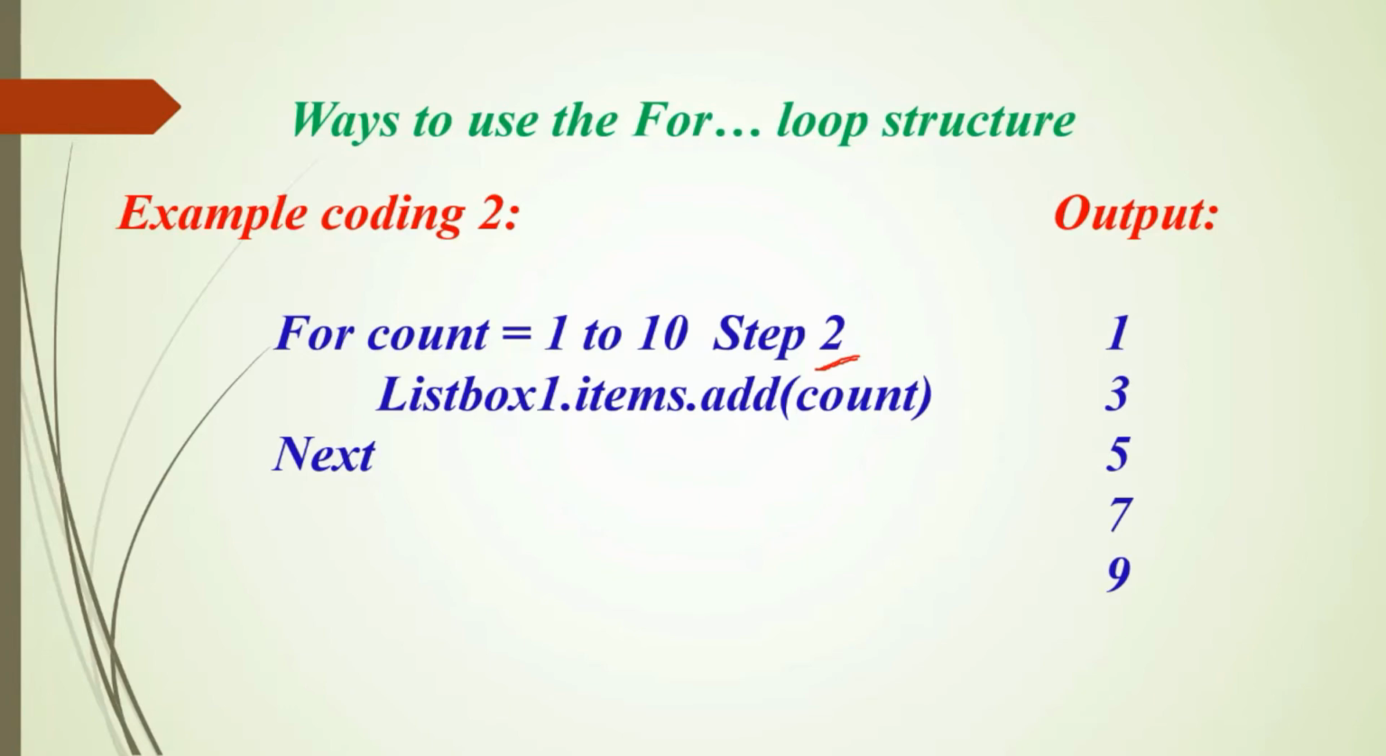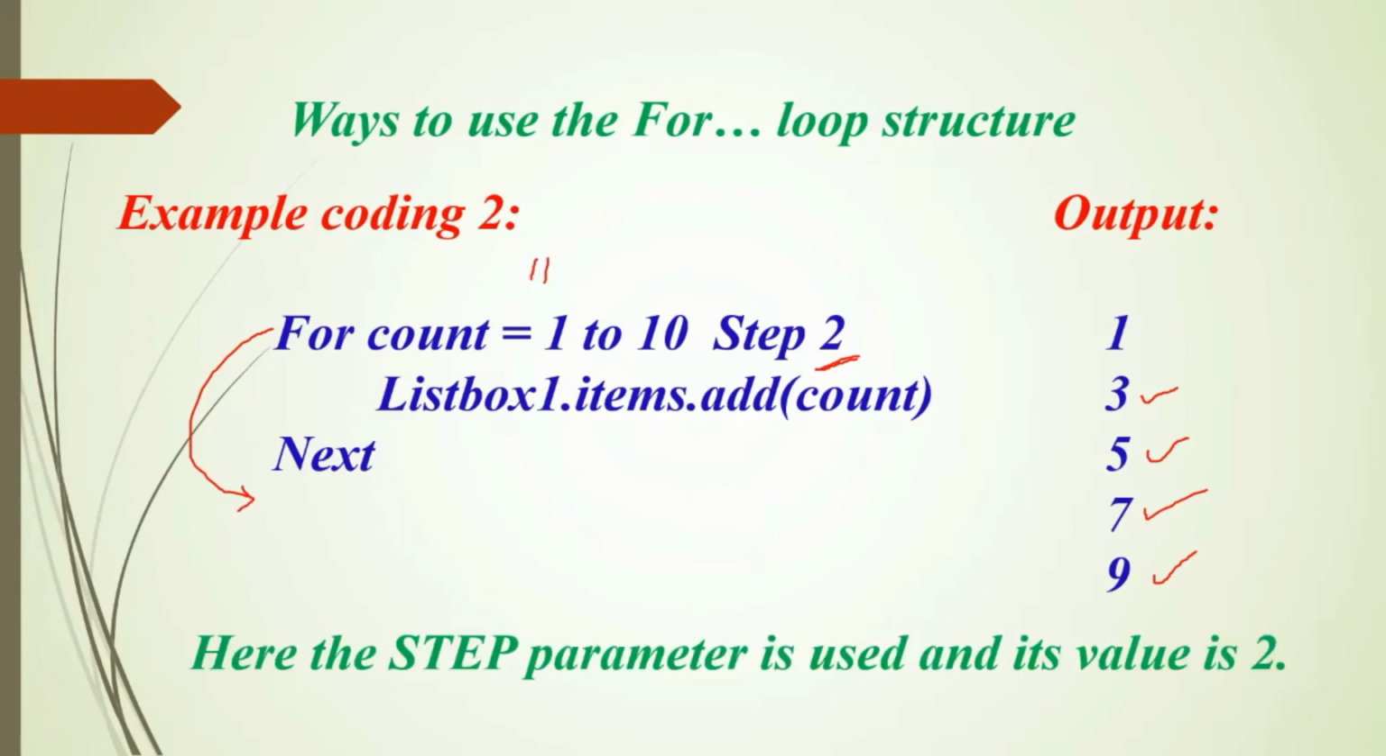So now the value of count is 1 plus 2, 3. 3 less than or equal to 10, it checks the condition, yes. So the value 3 is added in the output window. Again 3 plus 2, 5. 5 is less than 10, so 5 is displayed in the output window. Then 5 plus 2, 7. 7 is also less than 10. Next is 7 plus 2, 9. Its value is also less than 10. Now the count value is incremented by 2. 9 plus 2, 11. 11 means the condition is false. So the control transfers outside the loop.